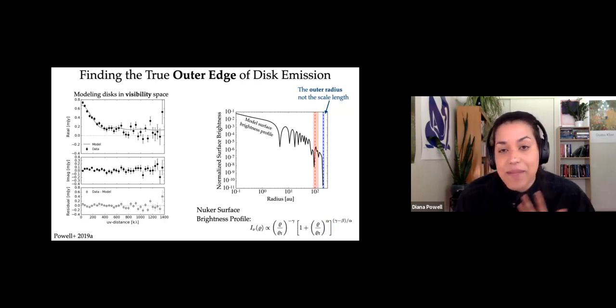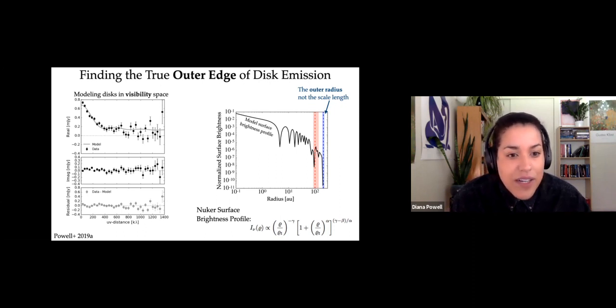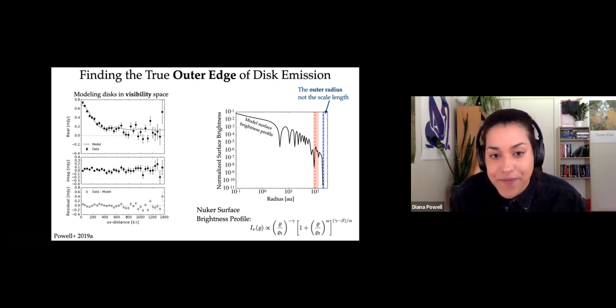So we developed an MCMC method for finding the disk outer edge through modeling the disk interferometric visibilities using a nuker profile. So on the left here, I'm showing a sample set of modeled visibilities. And on the right, I'm showing a model surface brightness profile. So here, ignore the red line and see in blue that our method for finding the true disk outer edge is robust, even if there are brightness dips caused by substructure.